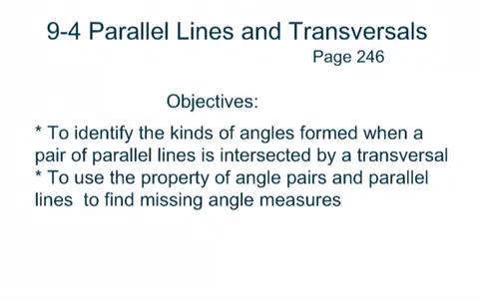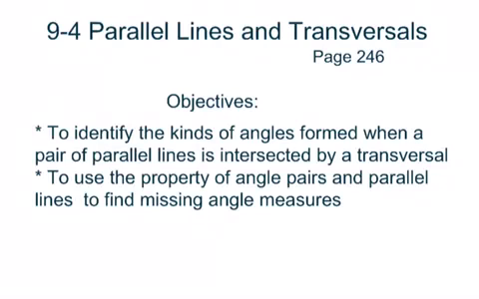Today we're on 9-4, parallel lines and transversals, on page 246 in your green book. The two objectives here are to identify the kinds of angles formed when a pair of parallel lines is intersected by a transversal, then to use the property of angle pairs and parallel lines to find missing angle measures.